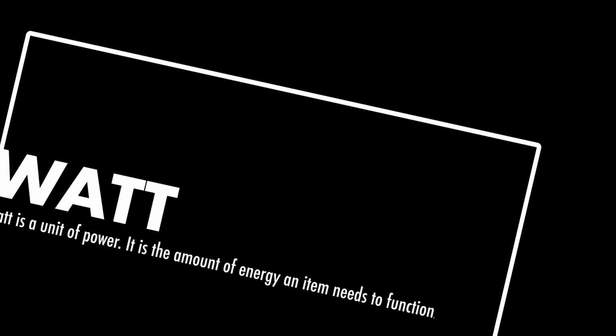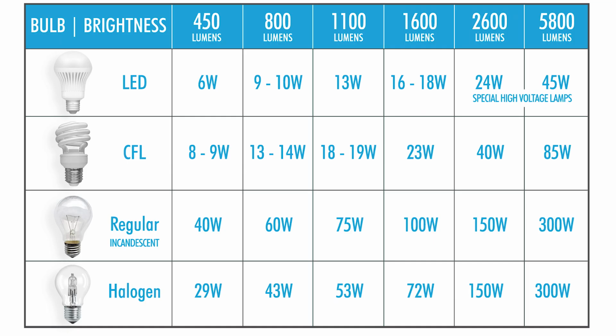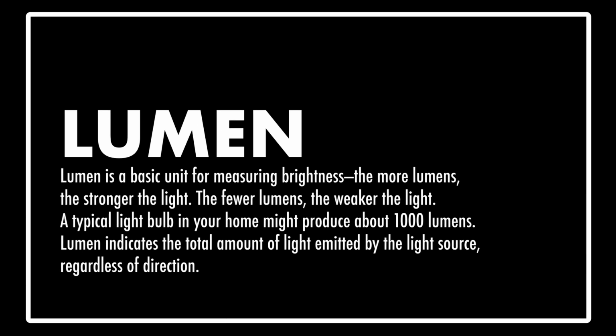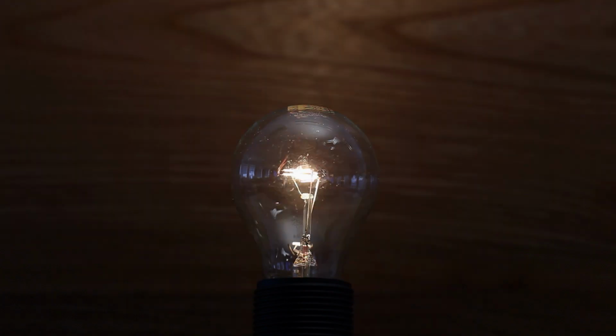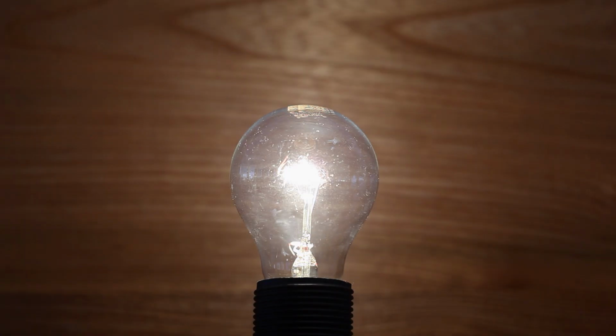First on the list is watt. A watt is a unit of power. It is the amount of energy an item needs to function. Next we've got lumen. Lumen is a basic unit for measuring brightness. The more lumens, the stronger the light. The fewer lumens, the weaker the light. A typical light bulb in your home might produce about 1000 lumens. Lumen indicates the total amount of light emitted by the light source, regardless of direction.